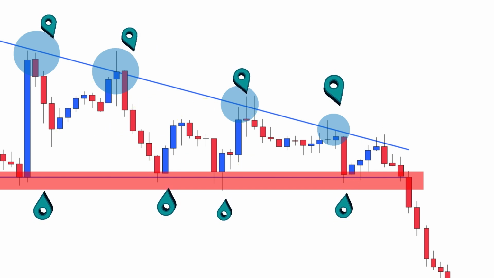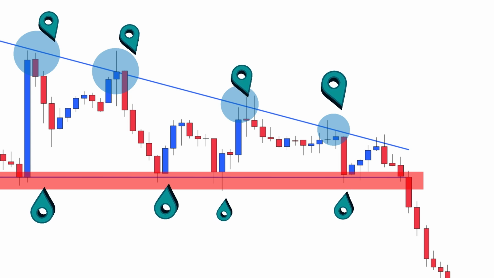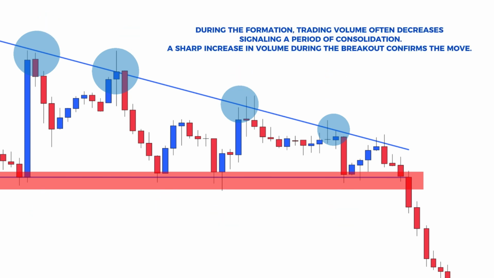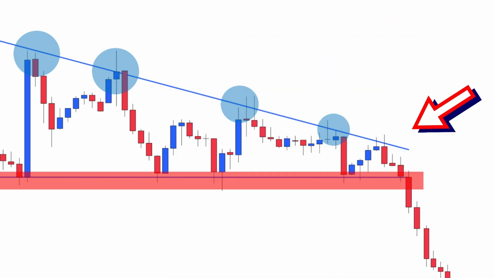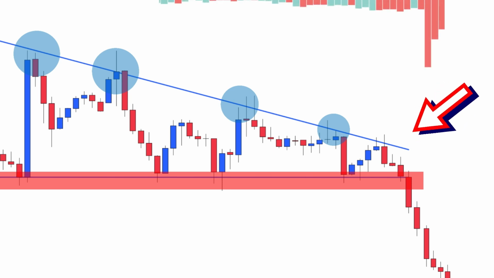Key characteristics. Volume behavior: during the formation, trading volume often decreases, signaling a period of consolidation. A sharp increase in volume during the breakout confirms the move. When price finally breaks below the support line, you'll see a surge in volume. This is your signal.